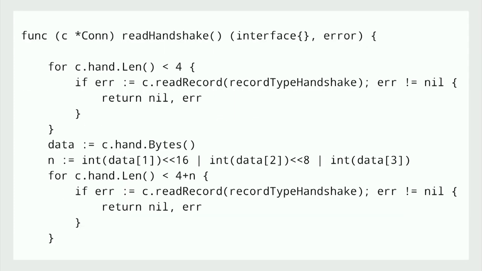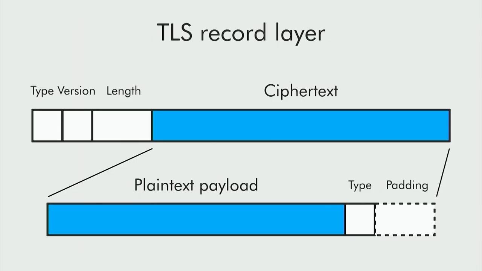readHandshake, in turn, calls readRecord a number of times. And readRecord fills this buffer, and it calls readRecord until the buffer has enough data to read the message it's trying to read. Records are the smallest unit of encrypted data in TLS. So in TLS, you have this small structure that has a type, a version, a length, and then an encrypted payload. That payload is decrypted, and inside there, you find the plaintext. The plaintext can be either some application data or some handshake messages based on the type.